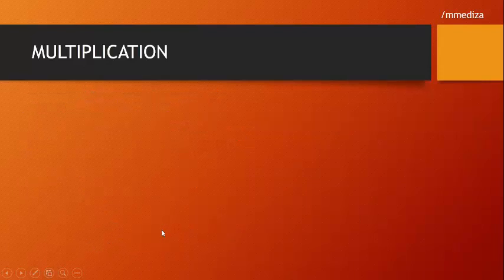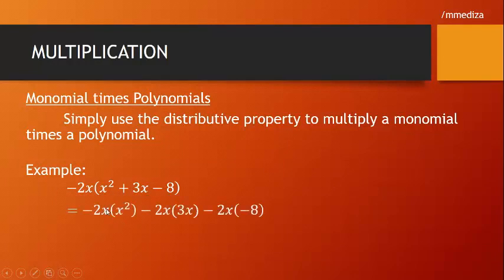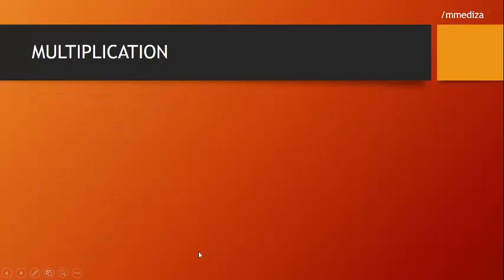How about monomial times polynomial? Simply use the distributive property to multiply a monomial times a polynomial. For example, negative 2x multiplying this to a polynomial which is equal to x squared plus 3x minus 8, we will just simply distribute negative 2x to each term inside the parentheses. So we have negative 2x times x squared, negative 2x times 3x, negative 2x times negative 8. So multiplying this will result to negative 2x cubed minus 6x squared plus 16x.